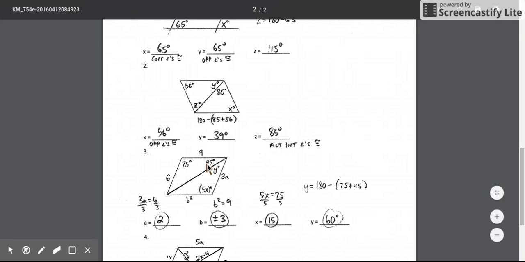And then to solve for y, same side angles or consecutive angles are going to add up to 180. So all of the angles on top are going to add up to 180. So 180 minus 75 minus 45 gives us our leftover measurement right there for y, which is 60.